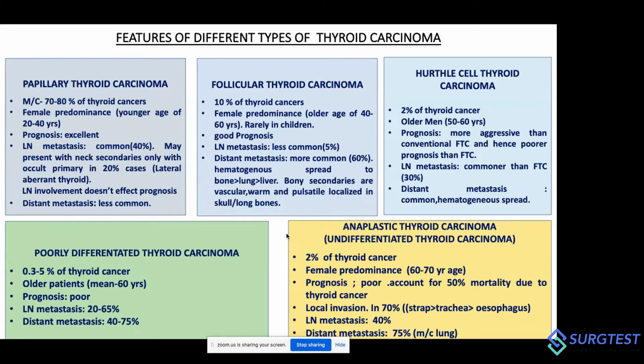Now you can see in this single slide, there are so many questions. Among all these five, there is only one cancer that has a male predominance. That is Hurthle cell thyroid carcinoma. Again, out of all these five cancers, there is only one cancer which has a younger age group predilection. That is papillary thyroid. Other than that, all of them involve the older age group.